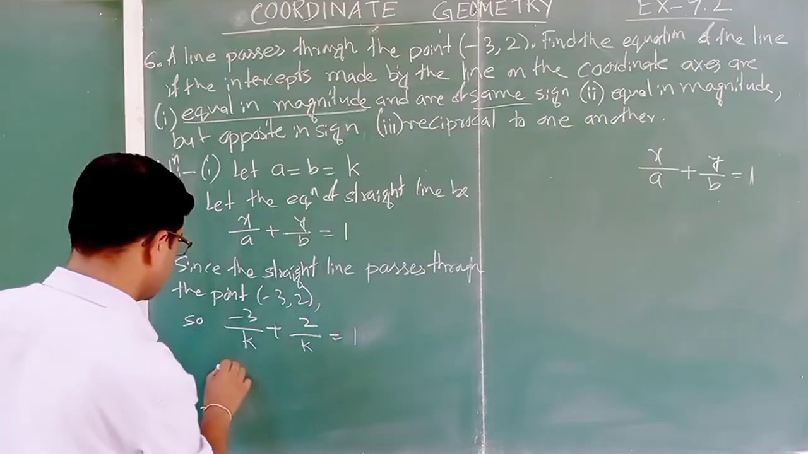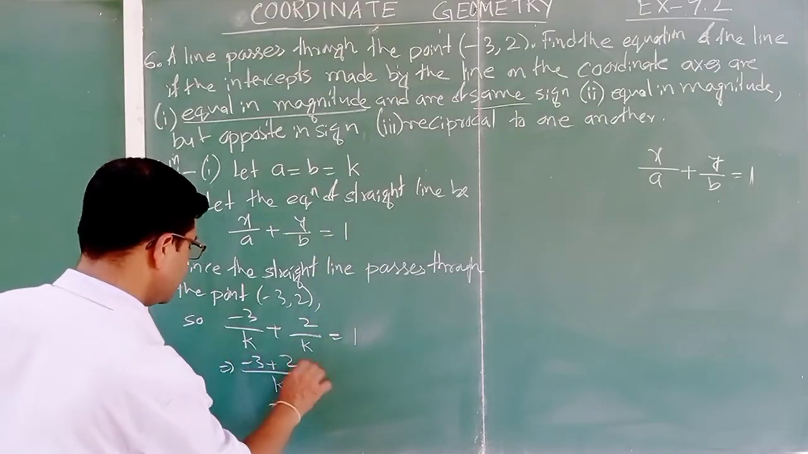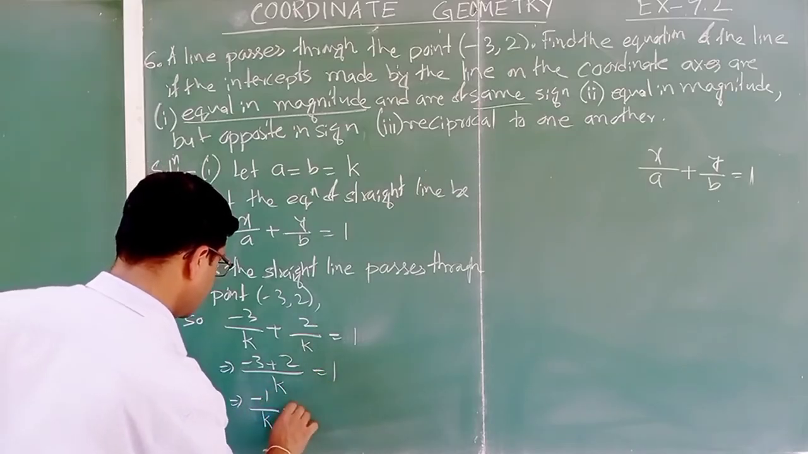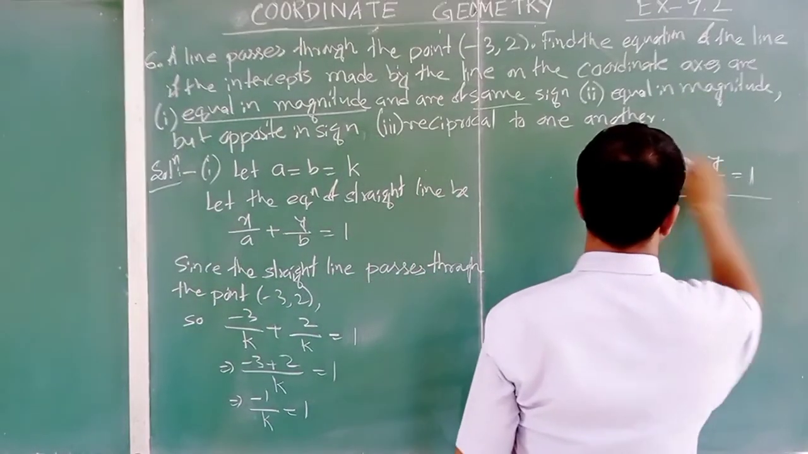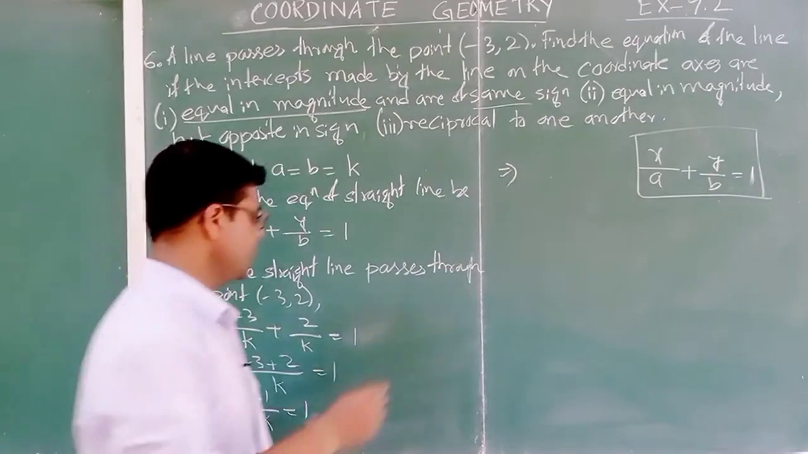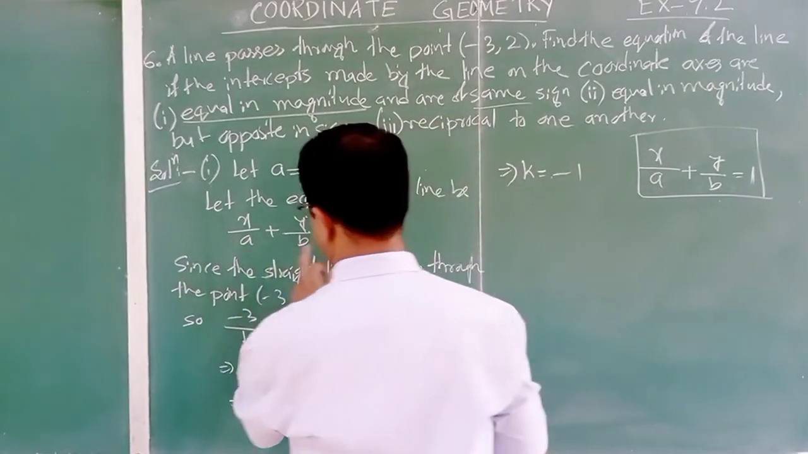Here we are substituting everything. So let us take the LCM k. This is -3 plus 2 is equal to 1, so -1 by k equals 1. Let us cross multiply, k into 1, k is equal to -1. So let us substitute here.